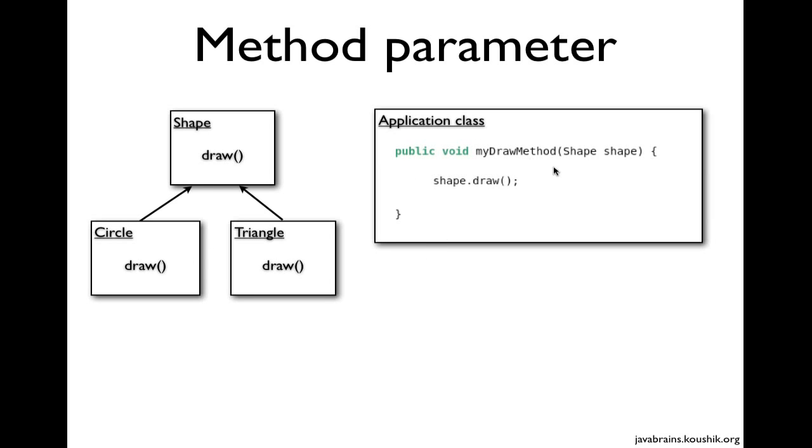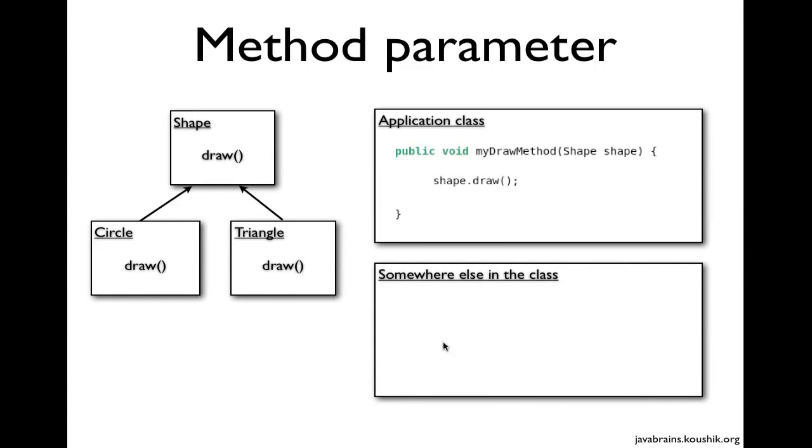But still note that somebody has to pass this object to the myDrawMethod, right? Somewhere a shape object is created, be it a circle or a triangle, and this myDrawMethod is called. So there has to be another piece of code in this class which has the initialization. Somebody has to do this: shape equals new triangle. Somewhere else in the class this has to happen, and then we need to call the myDrawMethod by passing this shape. So we are still tied to this new triangle, right? We are still not free from it.